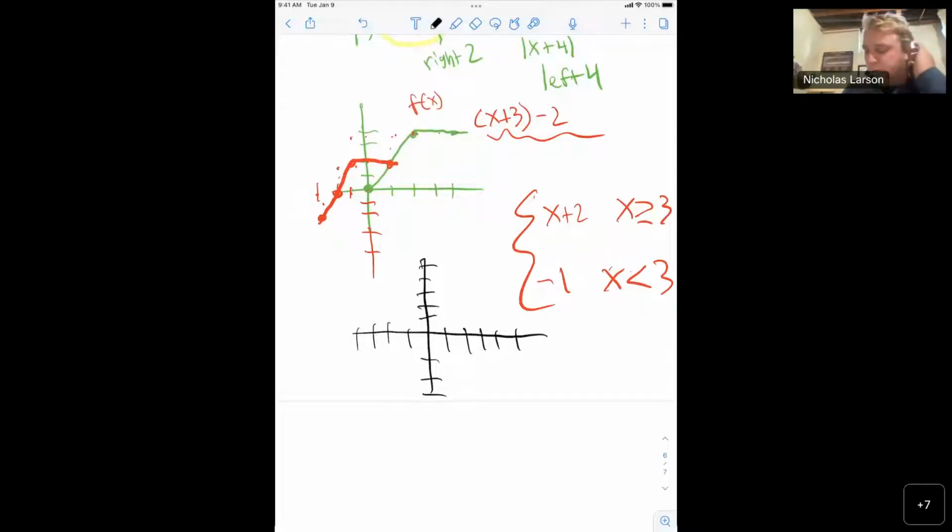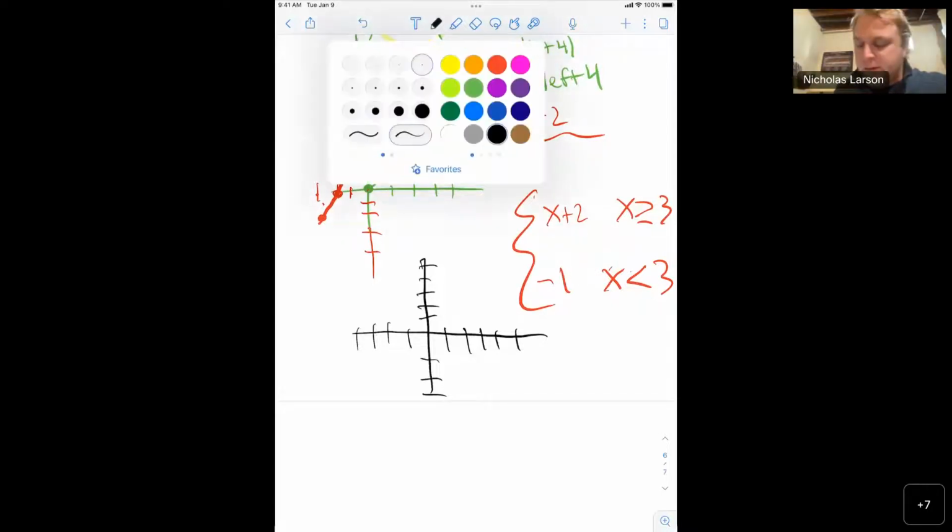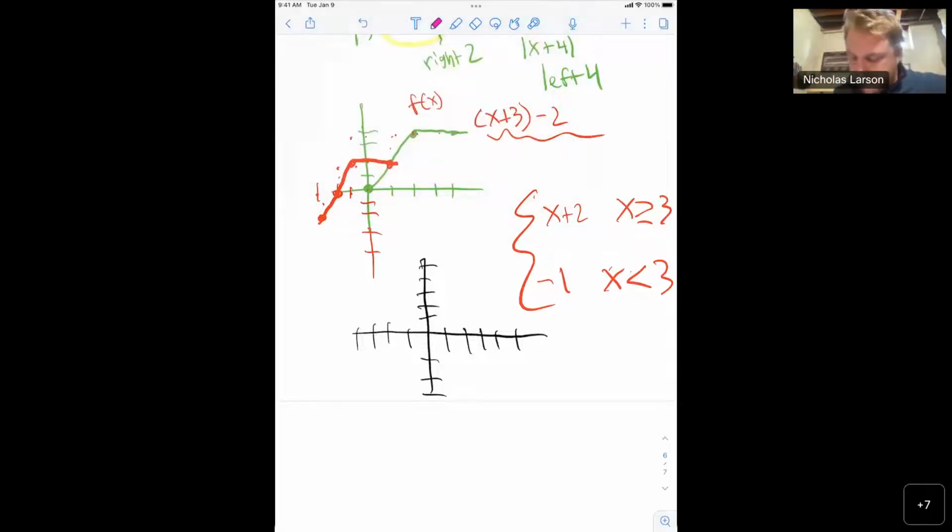x plus 2 for when x is greater than 3. So I'm going to start at 3, and 3 plus 2 is 5. So let's see here, it'd be here, it'd be here, it'd be here. So this is going to be my graph going this way.